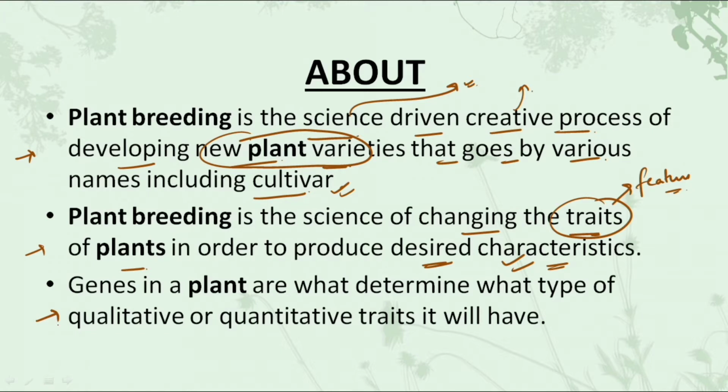The genes in the plant determine what type of qualitative or quantitative traits it will have. As we have already discussed, genes are nothing but the actual transcript of the proteins that would be created. So these genes determine the quality and the quantity of the traits that the final plant will contain.